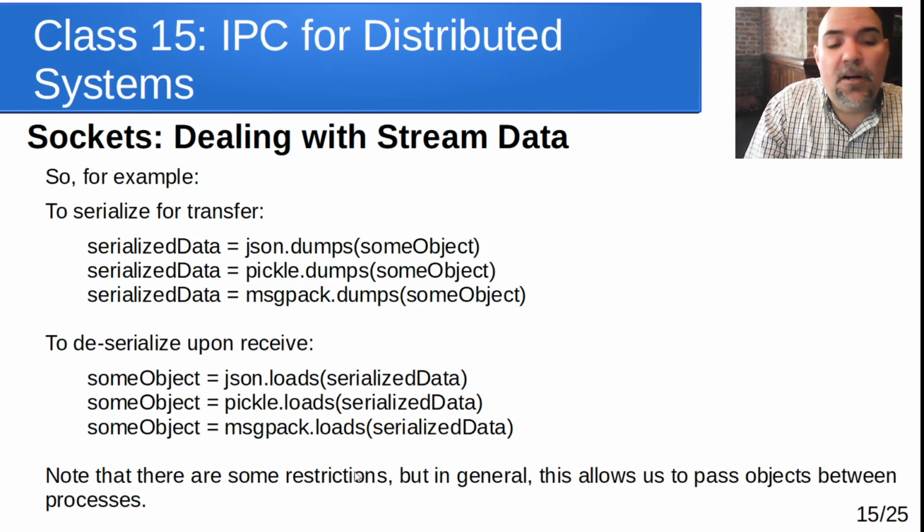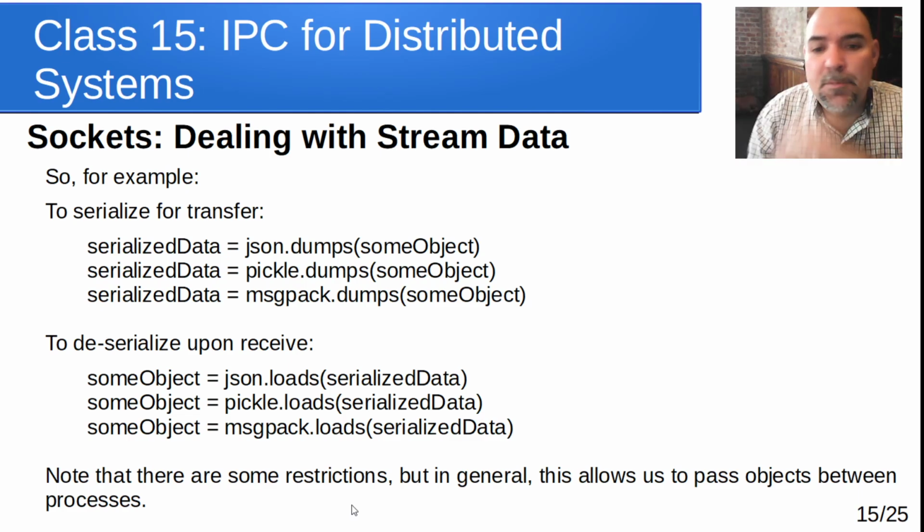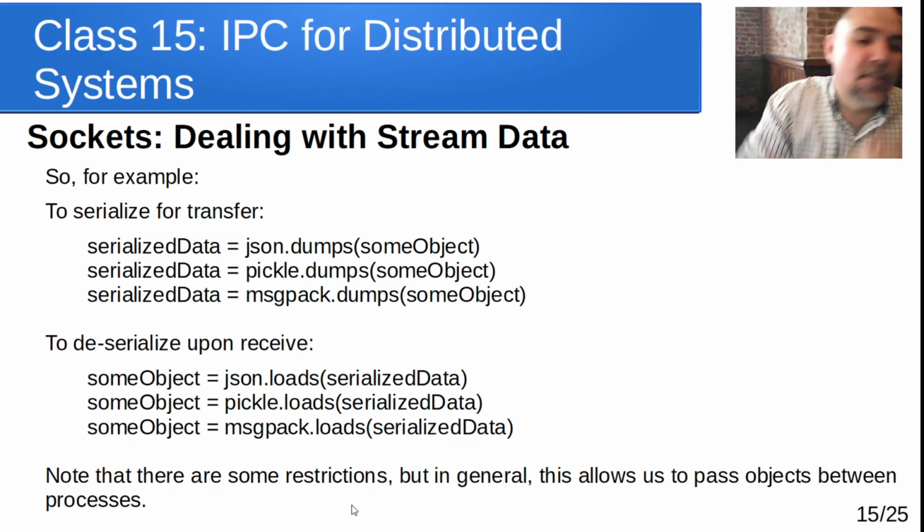So note that there are some restrictions with these, but in general it allows us to pass objects from one process, put it into a socket, and on the other process pull it back out, and then the object pops out on the other end. So it allows us to create this kind of interface where, rather than just thinking of it as feeding a stream of bytes into the socket, you can think of it as, I'm going to stick an object in this end, and that object's going to pop out the other end.